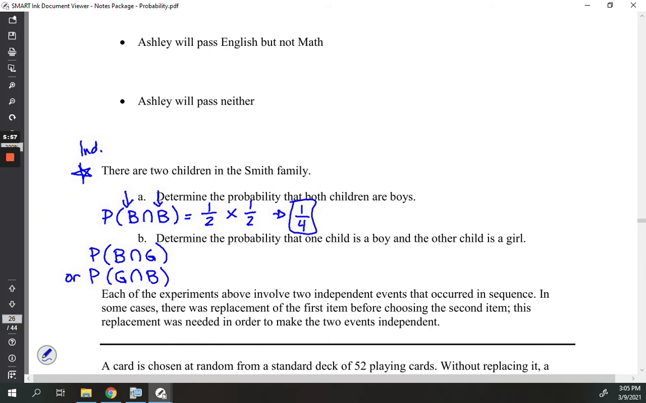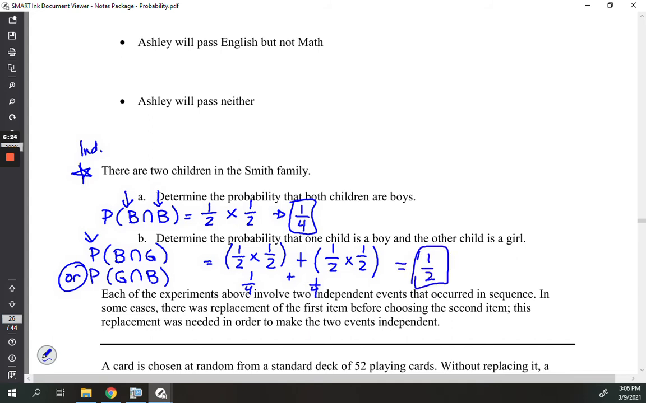So to solve this one, start in order. Probability of a boy is 1 out of 2, times probability of a girl is 1 out of 2. That's my first scenario here. The word "or" means plus. Now I'm going to do probability of a girl, which is 1 out of 2, times probability of a boy, which is 1 out of 2. So in this case, my probability is going to equal a half when it's simplified. Okay, so those are all independent events.